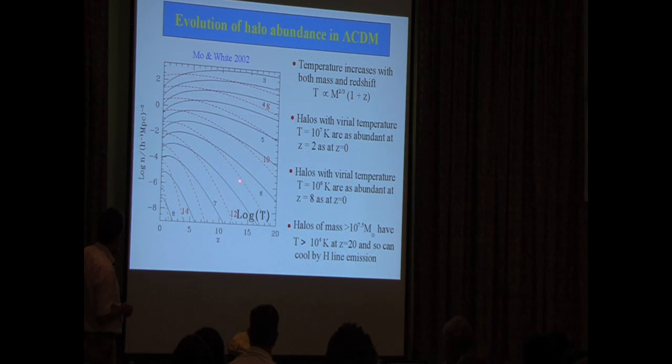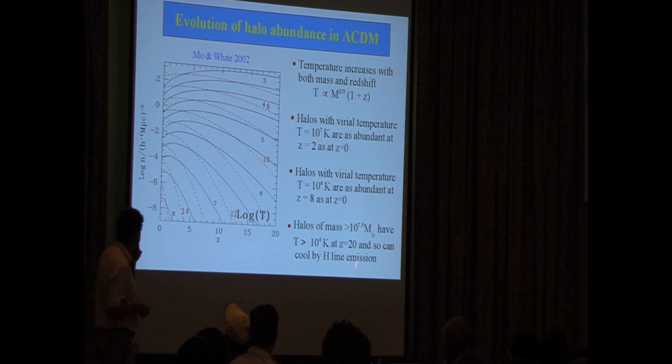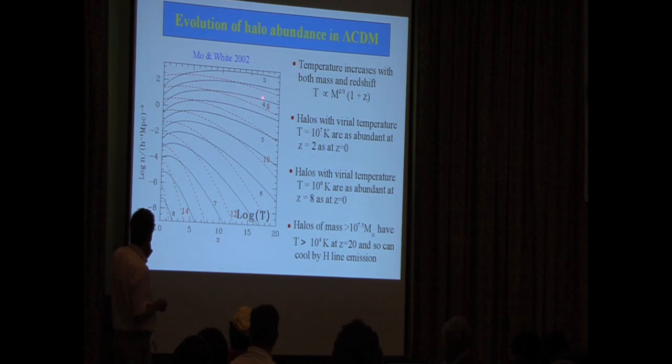Take 10^6, roughly like the Milky Way. That's this temperature. You can see you go all the way back to redshift 6. There are just as many as there are at redshift 0. So these are things like galaxies with X-ray temperatures corresponding to galaxies. Over the whole range where we see galaxies, the abundance doesn't change much. You take 10^7.5, that's this curve, I guess. I'm lost. Here's 10^4 degrees.